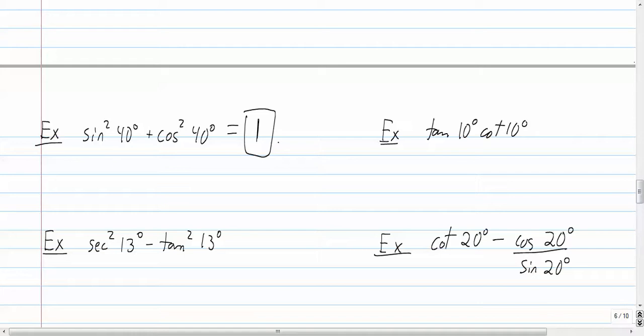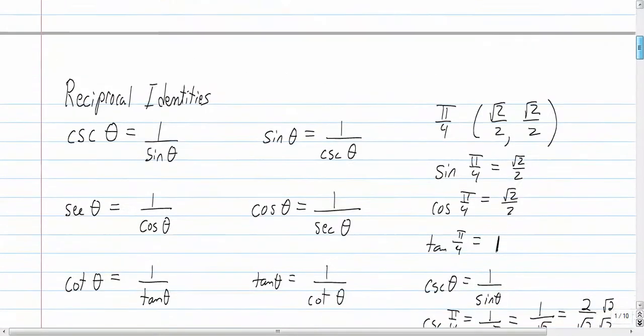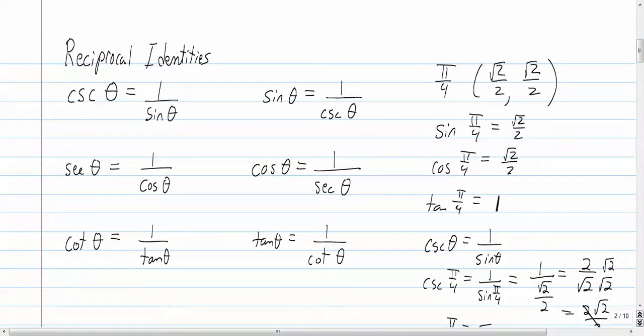Okay. Let's look at the one to the right of that. The tangent of 10 degrees times the cotangent of 10 degrees. There are several ways you could work this one out, but the easiest would be to apply a reciprocal identity. Now, the reciprocal identities say cotangent of theta is equal to 1 divided by tangent theta, and tangent of theta equals 1 divided by cotangent theta. So you can apply either one.